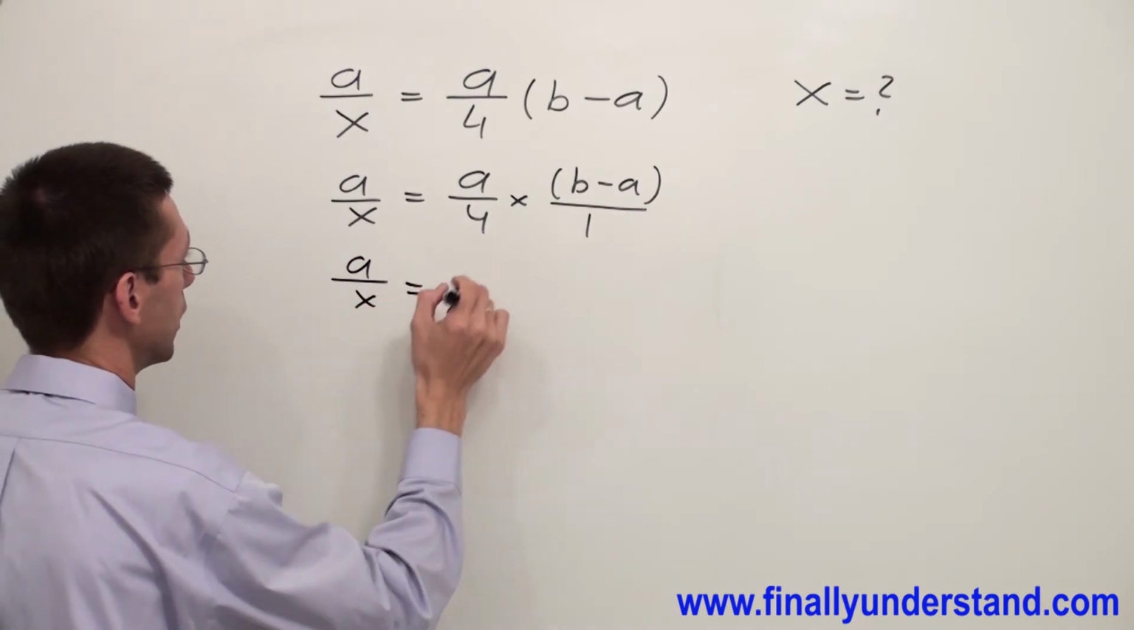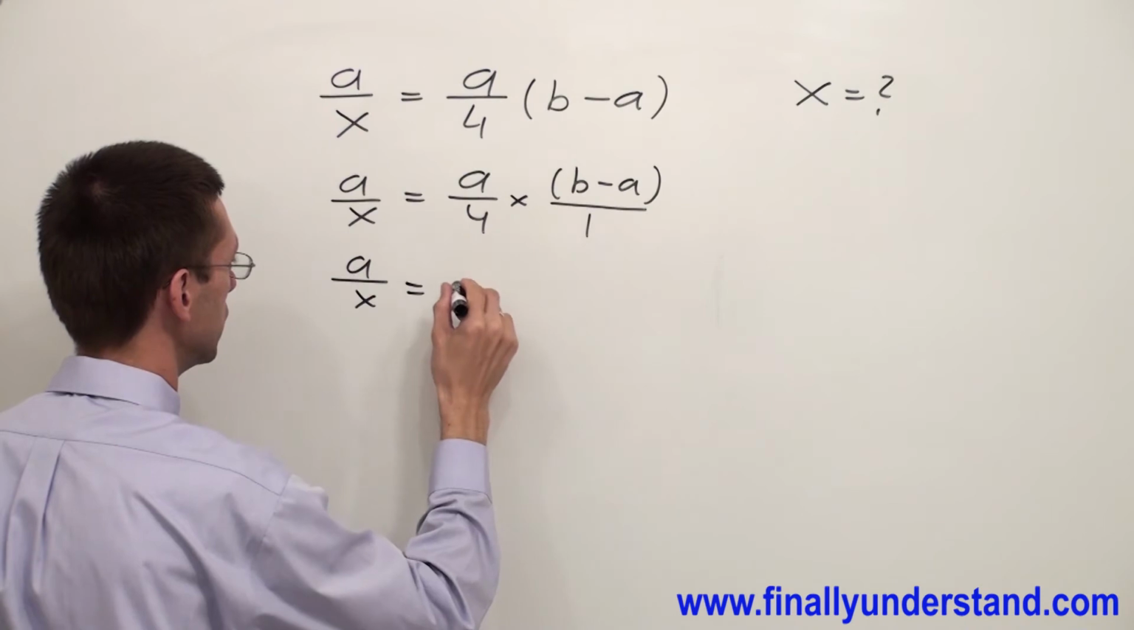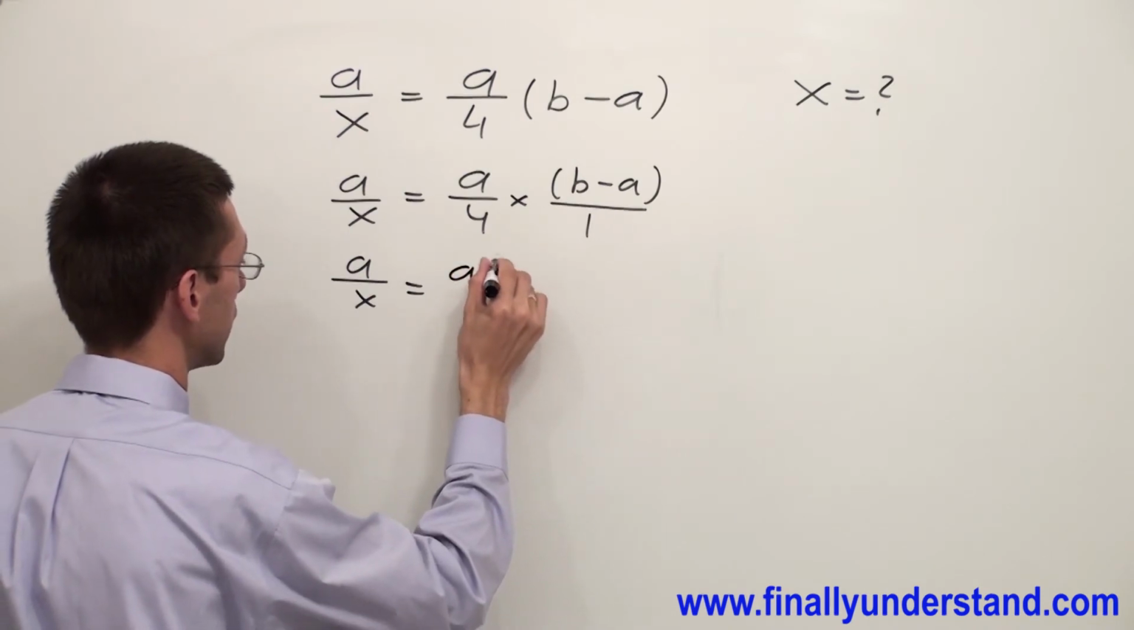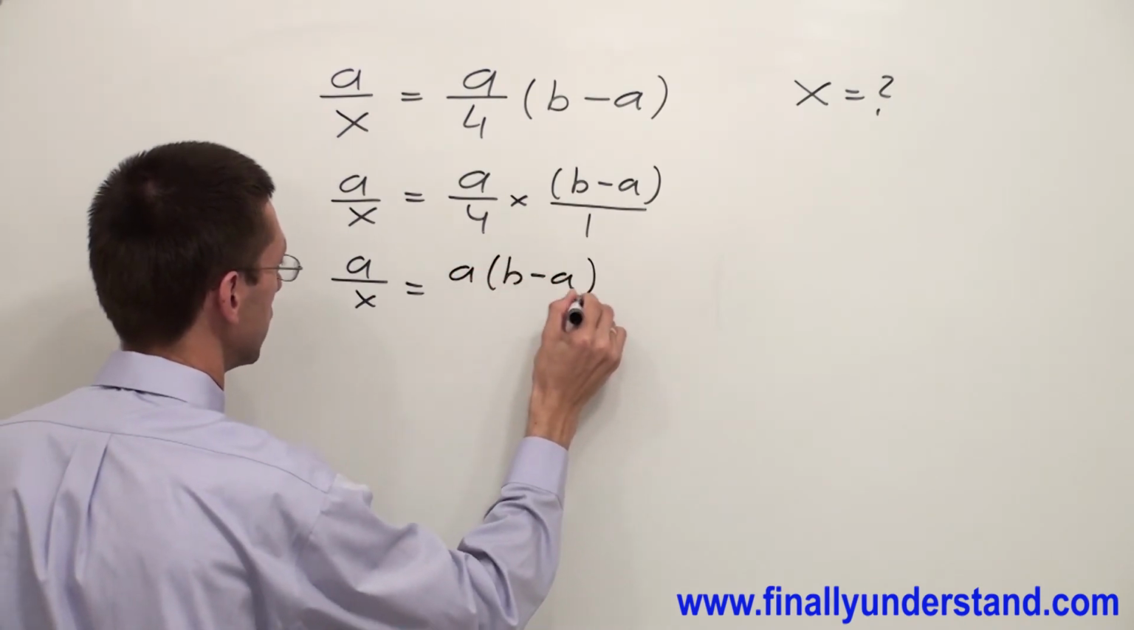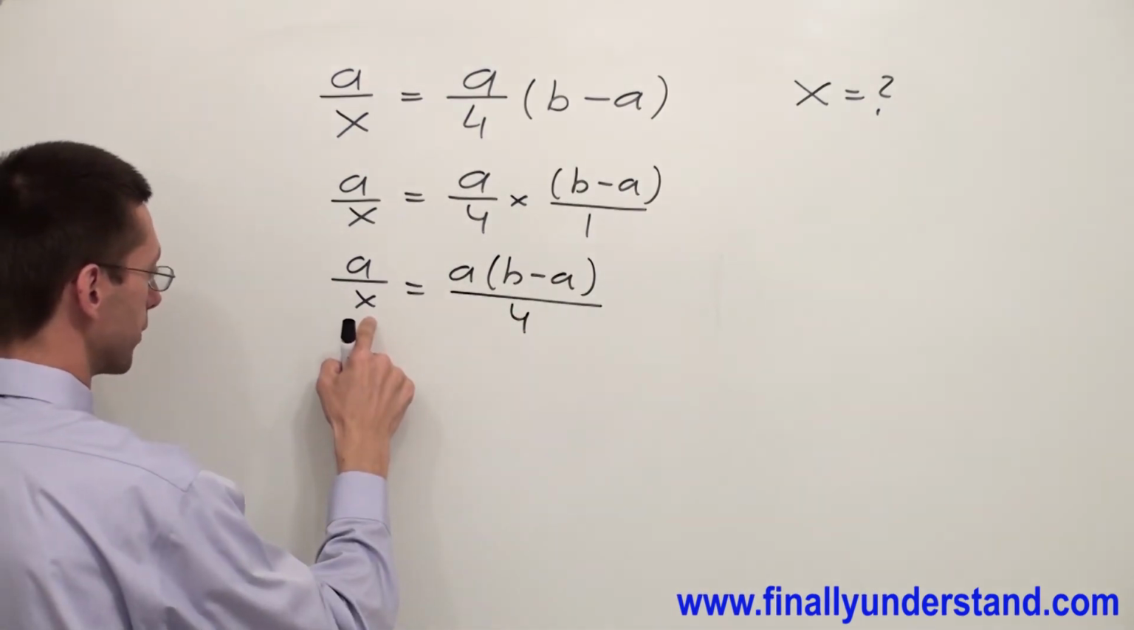Okay, I have a over x is equal, remember, anytime we multiply fractions, we have to multiply numerator by numerator and denominator by denominator. That's why I'm going to have a times b minus a over 4. I'm looking for x, okay?